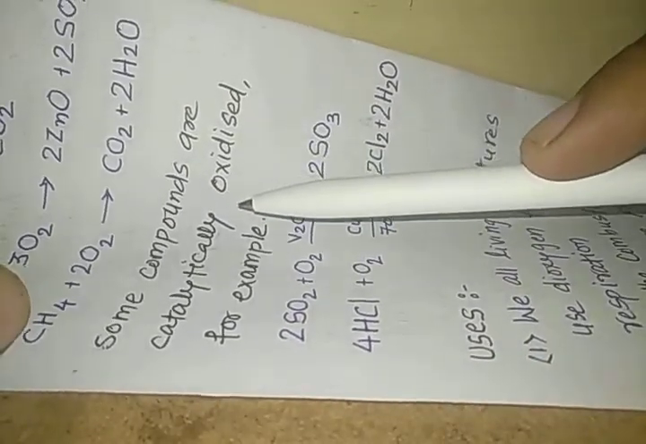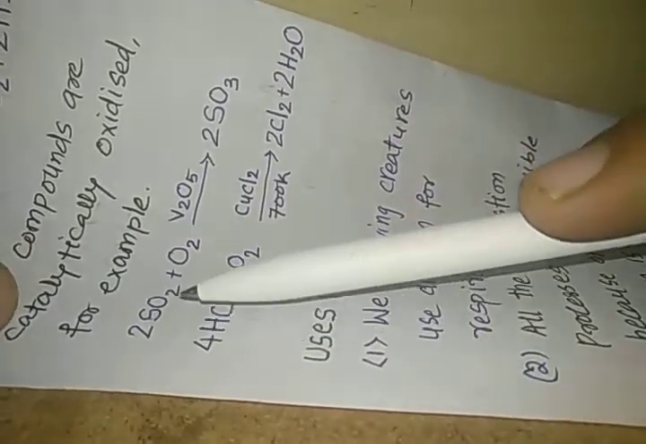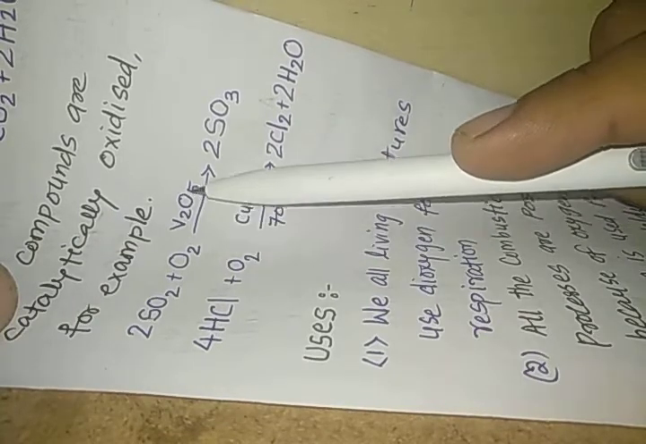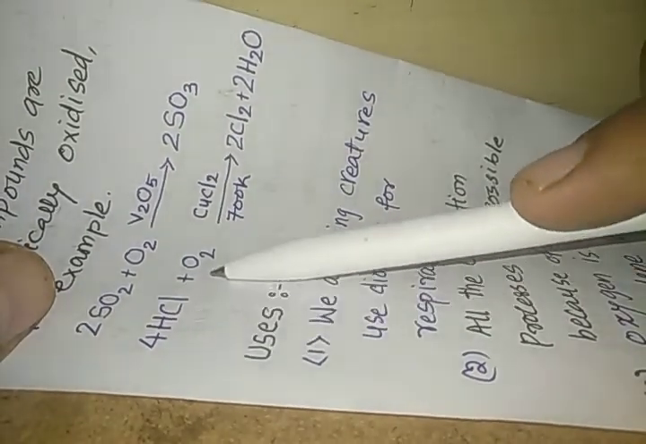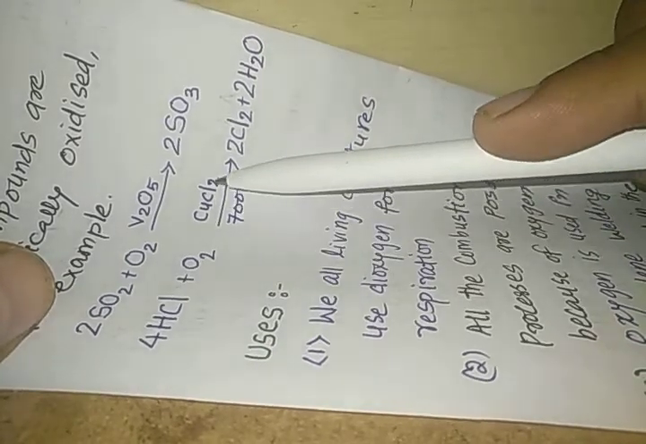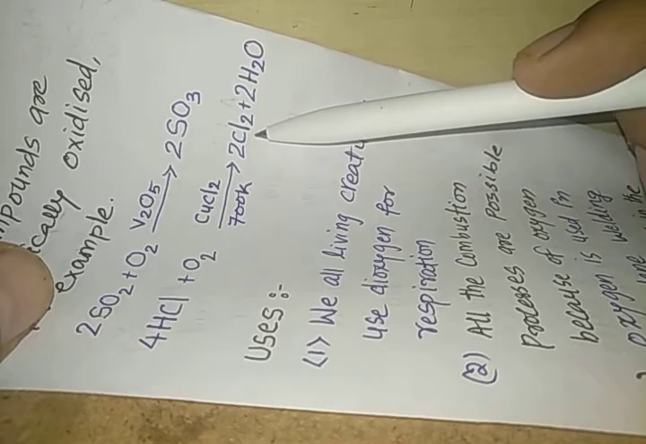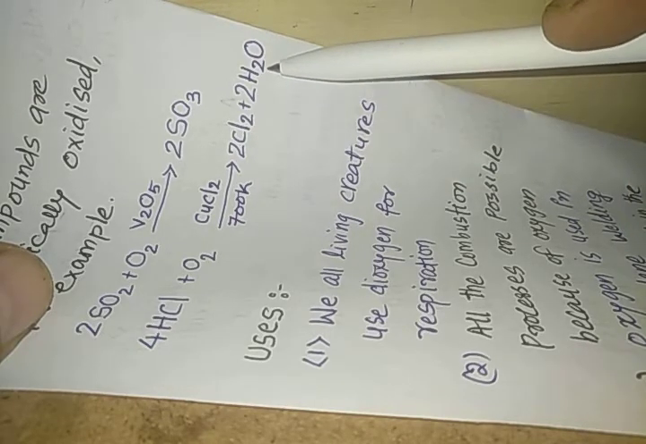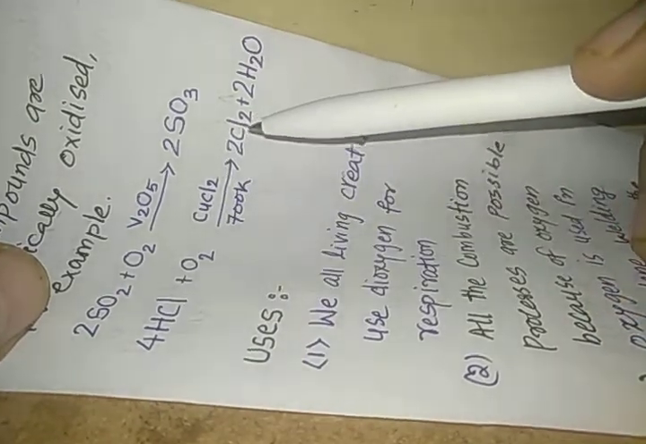Some compounds are catalytically oxidized. For example, if we take sulfur dioxide and allow it to react with oxygen in the presence of vanadium pentoxide, it turns into sulfur trioxide. Hydrochloric acid gas, when it reacts with oxygen in the presence of CuCl2 at 700 Kelvin temperature, produces chlorine and water. You can easily understand that here chlorine is oxidized.